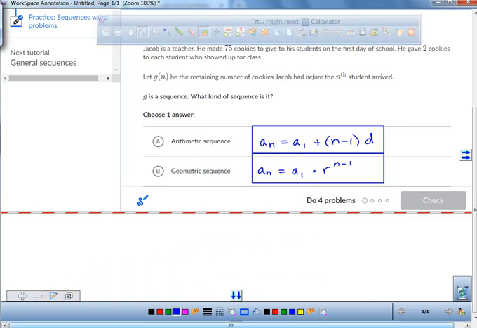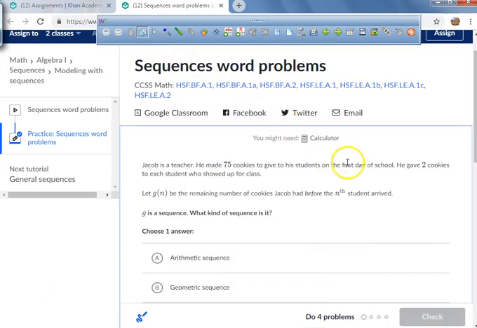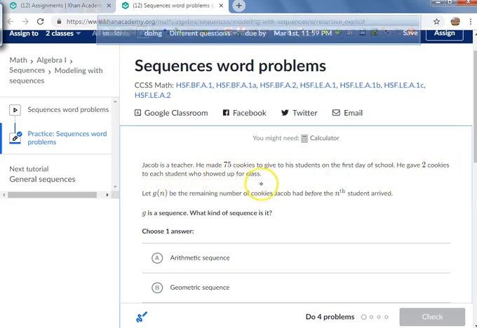So those are the two formulas that we're going to be applying in this particular set of assignments, the problems. All right, so it says, Jacob is a teacher. He made 75 cookies to give to the students on the first day of school. He gave 2 cookies to each student who showed up for class. Let g(n) be the remaining number of cookies Jacob had before the nth student arrived.